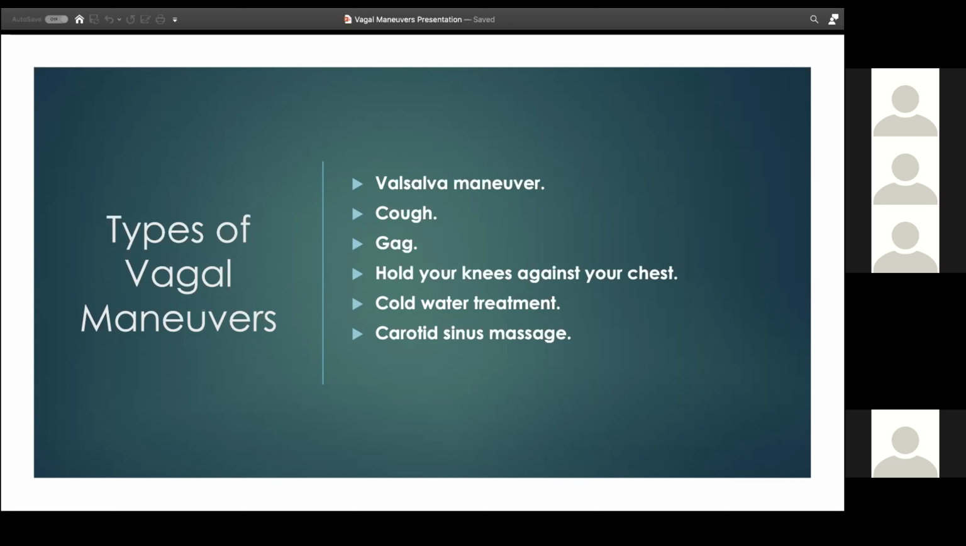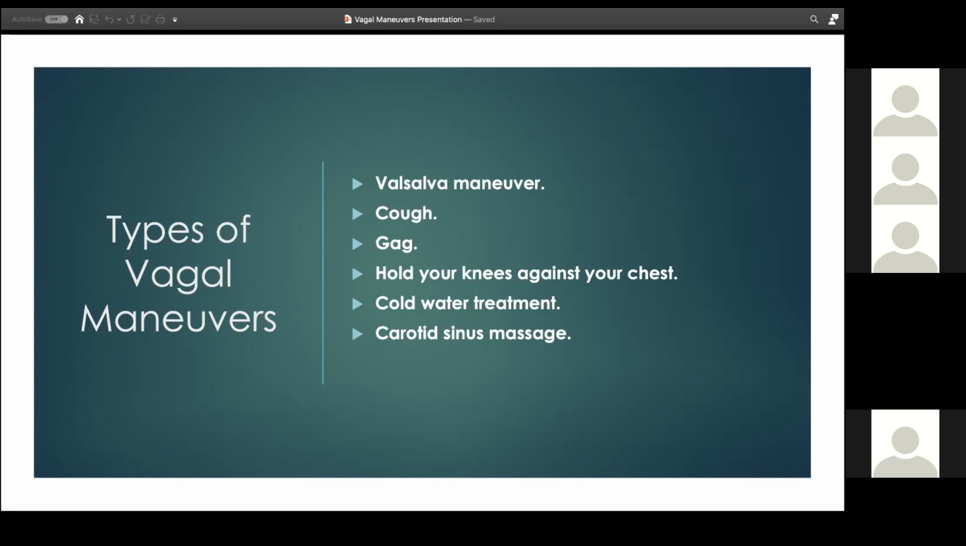We can also do a gag. And this one, you just use your finger, or if we're in a clinical setting, you would use a tongue depressor. Next, we have holding your knees against your chest. You just do this for about a minute, and this may work best for smaller children and infants.